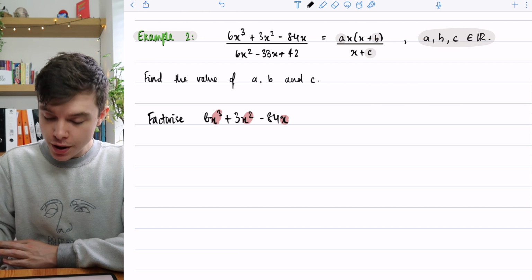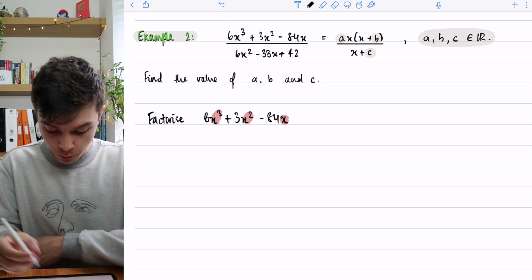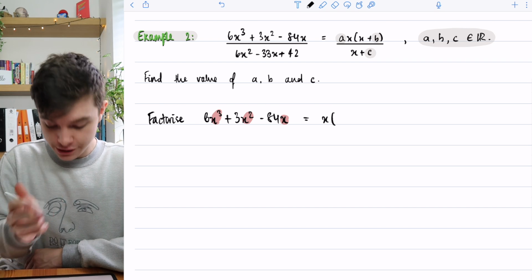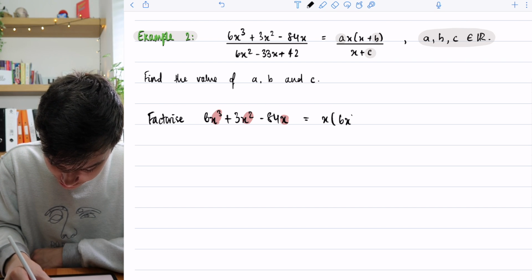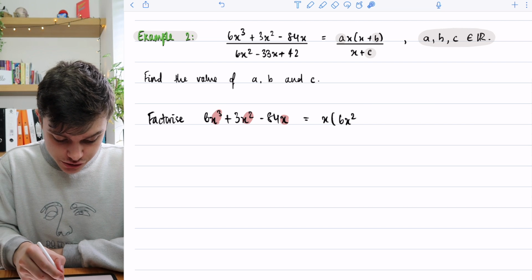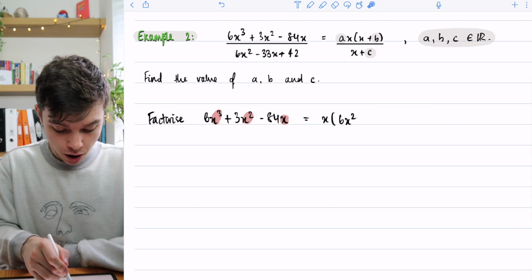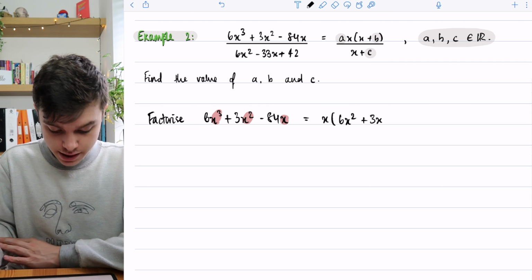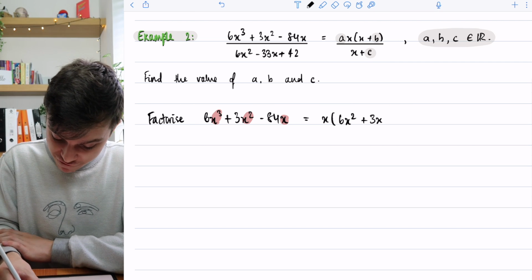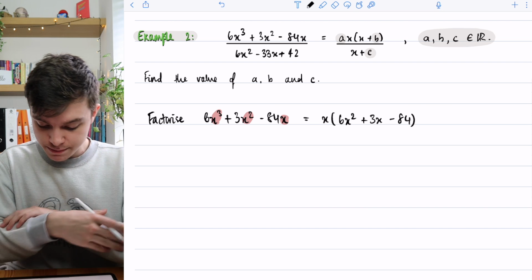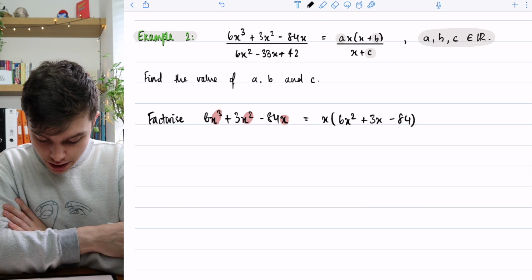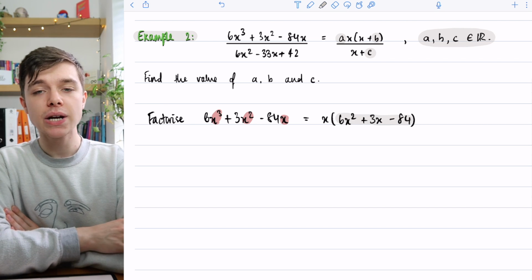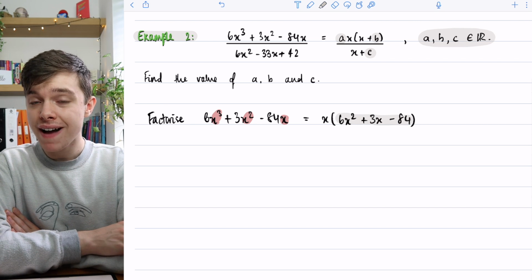When I do that, all the powers of x will reduce by 1. So bringing out an x, the x cubed will become an x squared, so we'll have 6x squared. The x squared here is going to reduce power by 1 to give me x, so plus 3x. And then the minus 84x, well I've factorised out the x, so it's going to give me minus 84. And then I can see here in grey, I have got a quadratic. So I'm able to factorise that.